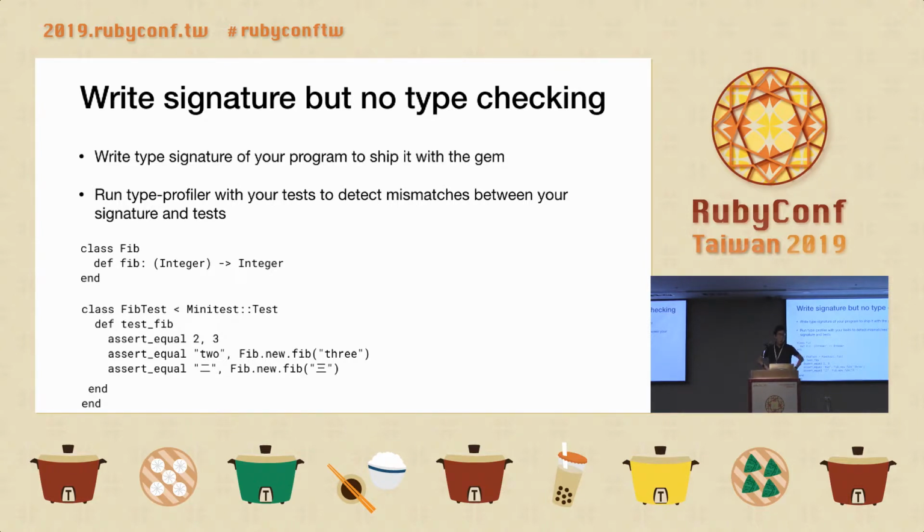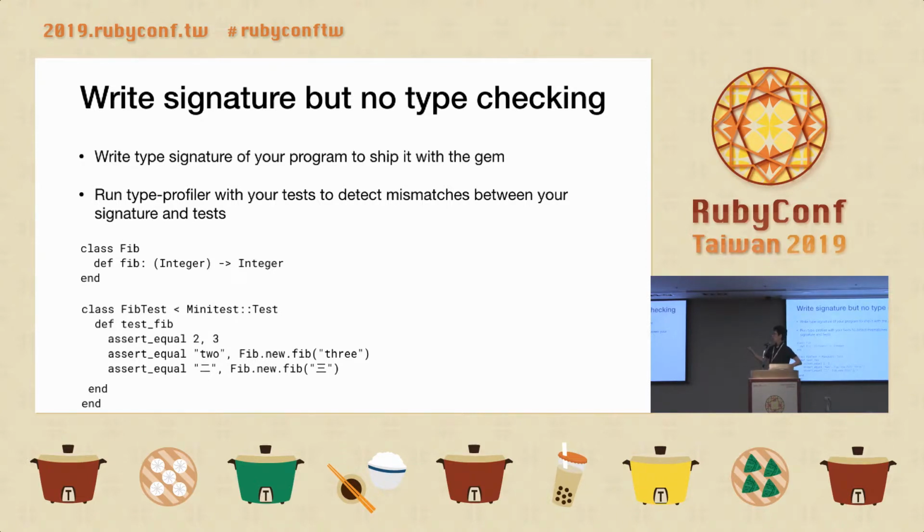Another option is you write the signature of your gems, but you don't write any type annotations in your Ruby code. So you can write the type signature of your program and you ship the signature within the gem. In this option, you run the type profiler with your test, and it will detect some mismatches between your signature and test. So this is an example.